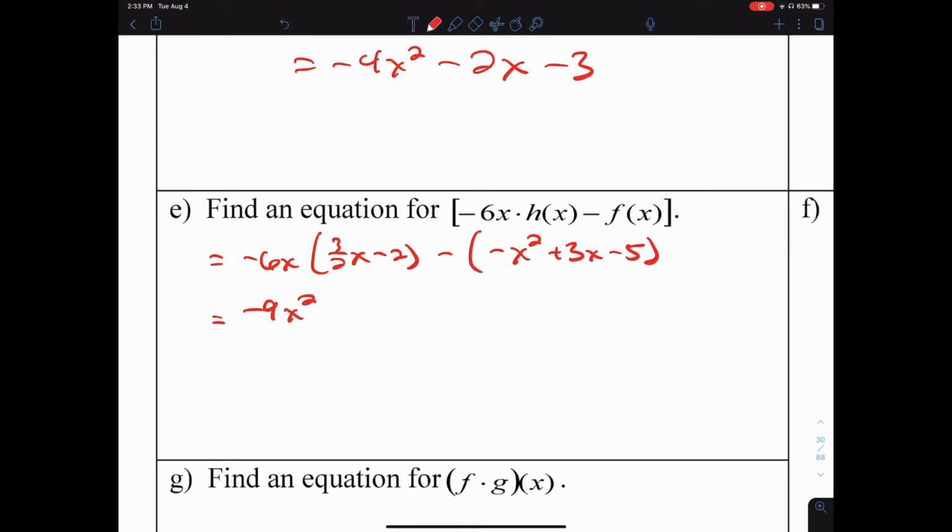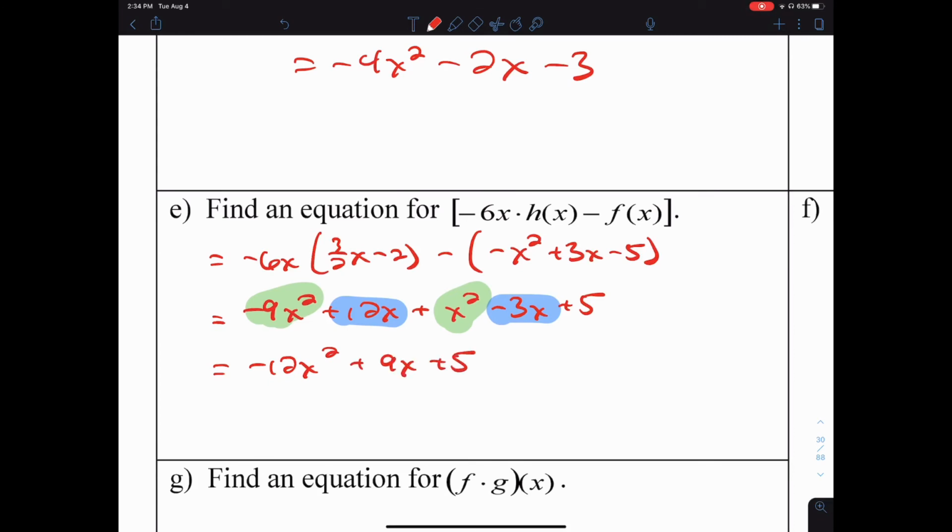X times x is x squared. Negative 6x times a subtract 2 is going to be a plus 12x. Distributing this minus, we're going to get a plus x squared minus 3x and a plus 5. You combine like terms, we're going to get negative 12x squared plus 9x plus 5.